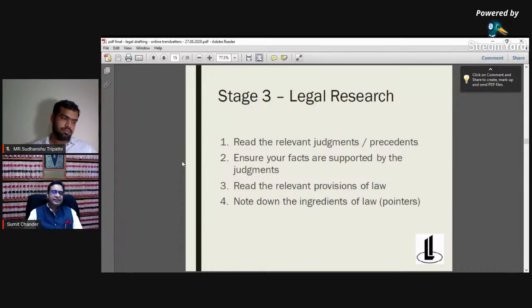And noting down the ingredients of law is very important. I'll give you that example by way of Section 138 itself. So let us read Section 138 here. Next.